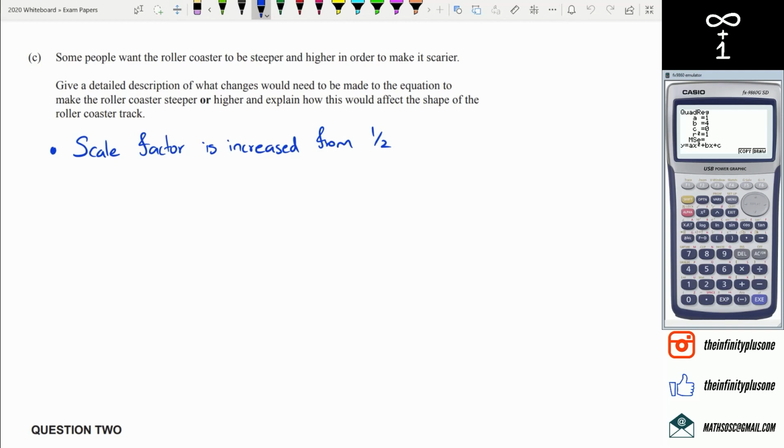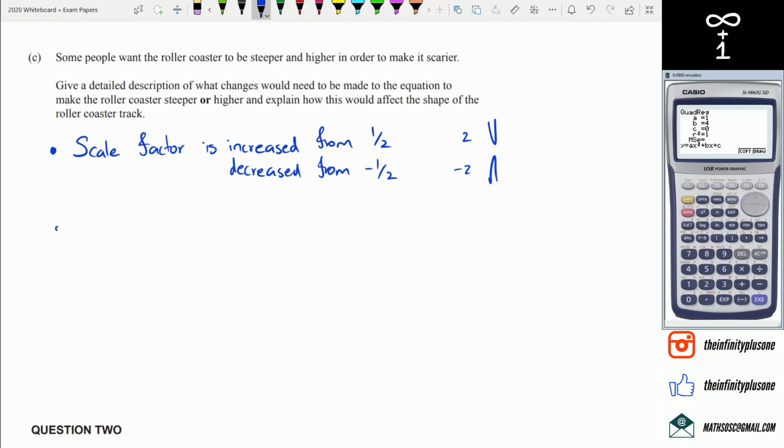So really, you could say scale factor is increased from half, or you could also say decreased from negative half. Because remember, if it's positive 2, then the graph is skinny, and negative 2 is upside down and skinny. Some people, when they talk about scale factor, are only talking about the value. They don't really consider the negative. But in this case, I'm just saying that you can do both.